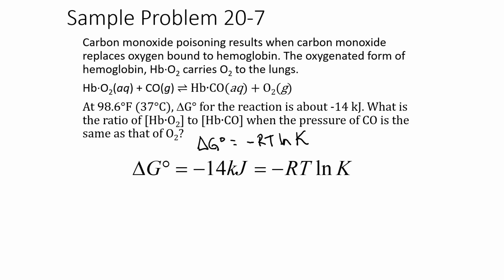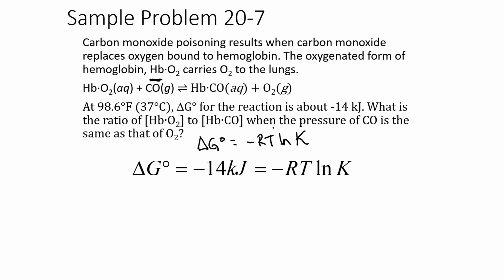All right, now I'm going to shorthand this because hemoglobin's a huge molecule and I don't want to write it out. So hemoglobin I'm shorthanding as HB, and when it's with oxygen, it's HB.O2. When it's with carbon monoxide, it's HB.CO. I give the equilibrium equation there, and it says that at 37 degrees Celsius, the standard Gibbs free energy for this is about negative 14 kilojoules. I want to know the ratio of oxygen blood to carbon monoxide blood when the pressure of CO is the same as O2. So there's a couple little tricks here.